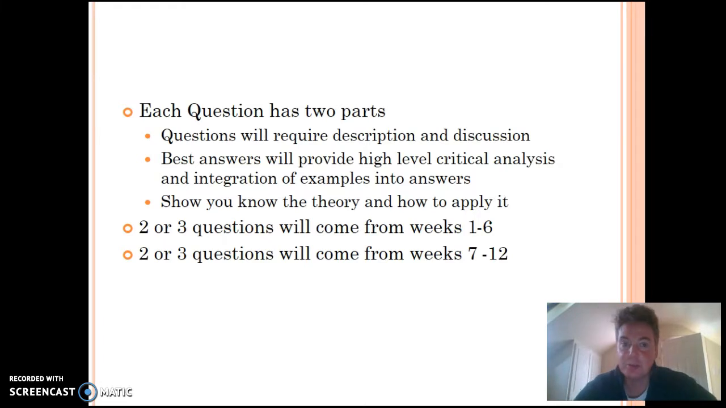Each question will have 2 parts, so there'll be some level of description and discussion. The best answers have high-level critical analysis, where they can introduce the advantages and disadvantages, the pluses and the minuses, but they also integrate examples into answers. Lots of people, when asked to discuss using an example, will come in with an example at the start and then not integrate it into the points they make afterwards.